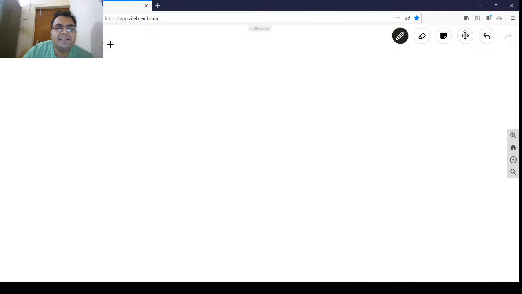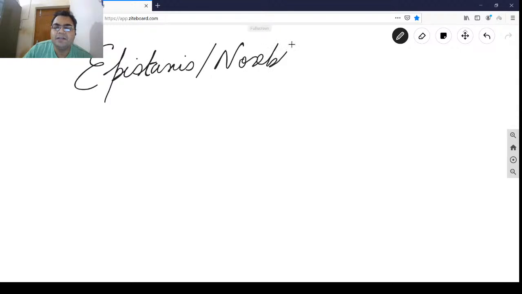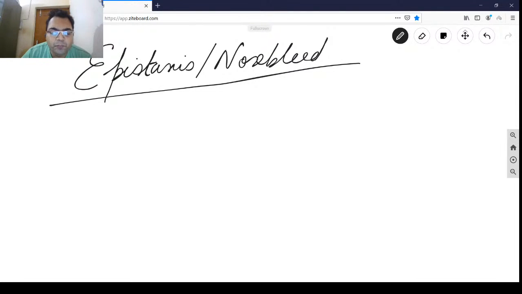So it is known as epistaxis, or nose bleed. Now, we know that there is extensive vascularization in the nasal cavity.